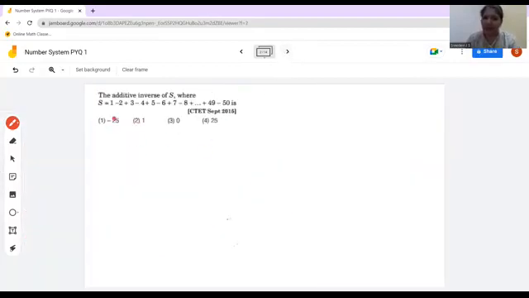Question number 3. The additive inverse of S we need to find out, where S is equal to 1 minus 2 plus 3 minus 4 plus 5 minus 6 plus 7 minus 8 plus etc. plus 49 minus 50. This question, September 15, was asked in the CTET exam.